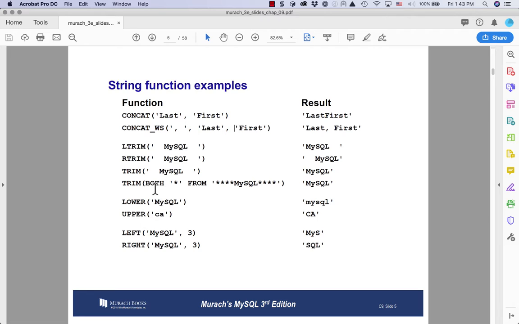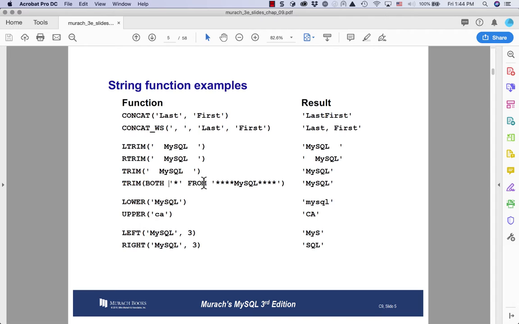The trim can have more kind of arguments that go in the parens. So there's a keyword both, in which we're telling it to trim from both sides. Then there's a character that we're trimming off. In the example that we have here, we're trimming off asterisks. But again, we can choose whatever we want.